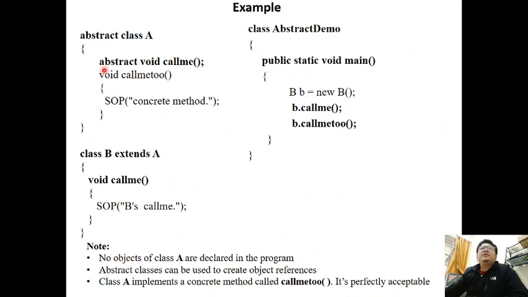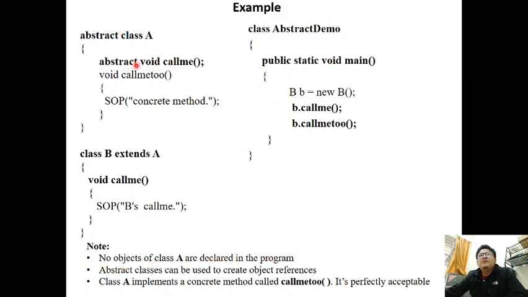So there is a very simple example. There is an abstract class with one method that has not been implemented, so you have declared it as abstract. There is also one non-abstract class: class B extends class A, wherein you have implemented the abstract method of class A, and you have created the object. That's all.